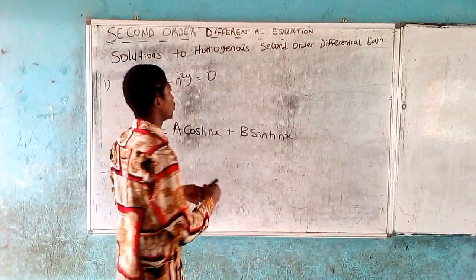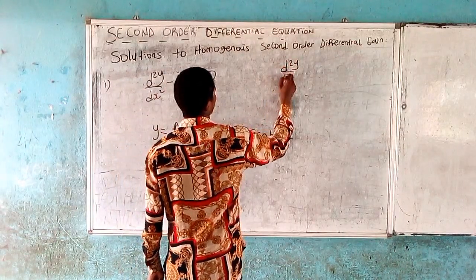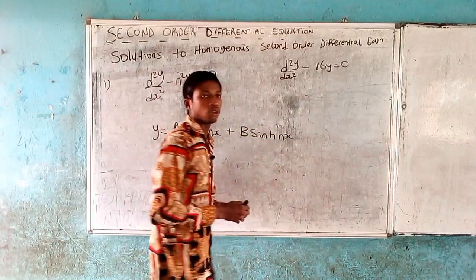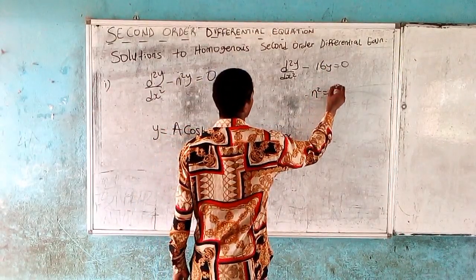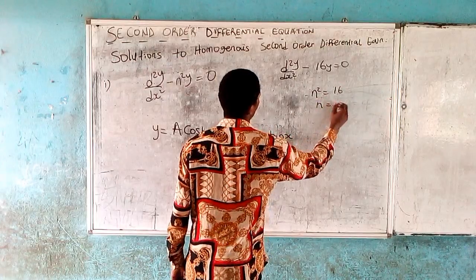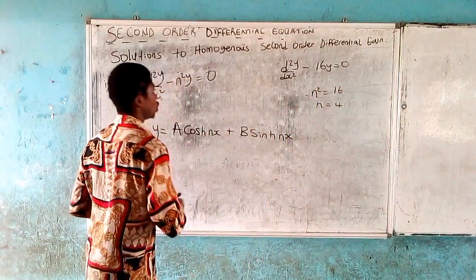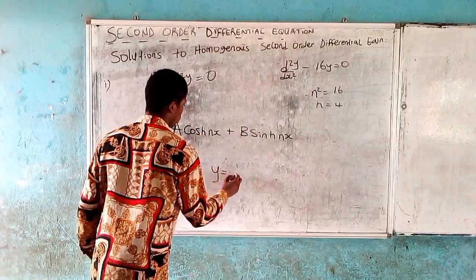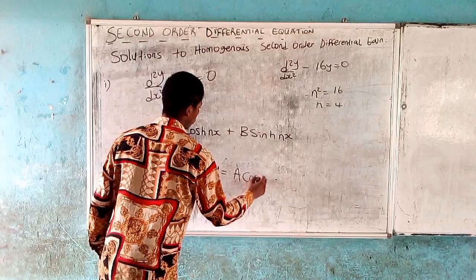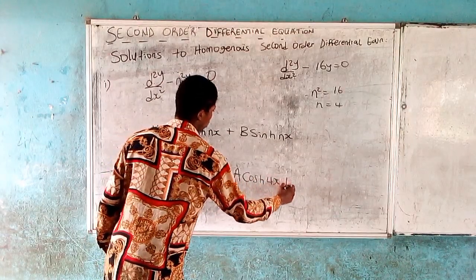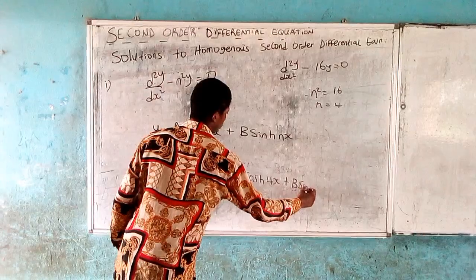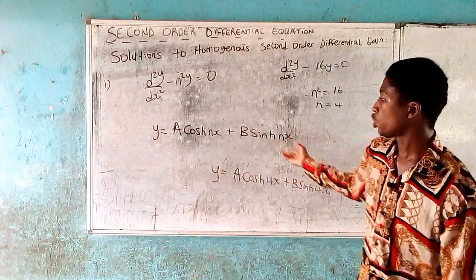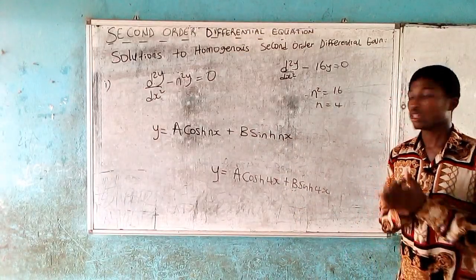So let's use a formal example. Imagine you have d squared y over dx squared minus 16y equals 0. Obviously, n squared equals 16, so n equals 4. Because there's a negative sign here, the general solution to this second order differential equation is y equals a cosh 4x plus b sinh 4x. And that is the answer, the general solution to this differential equation.